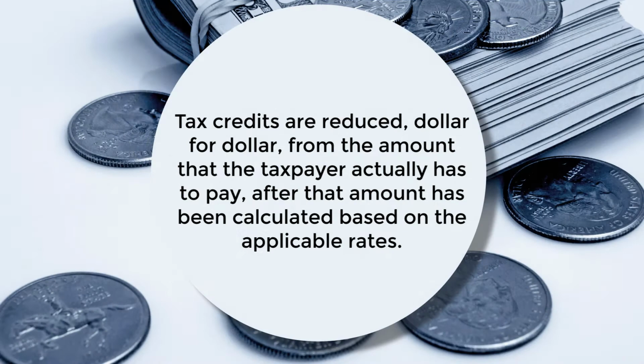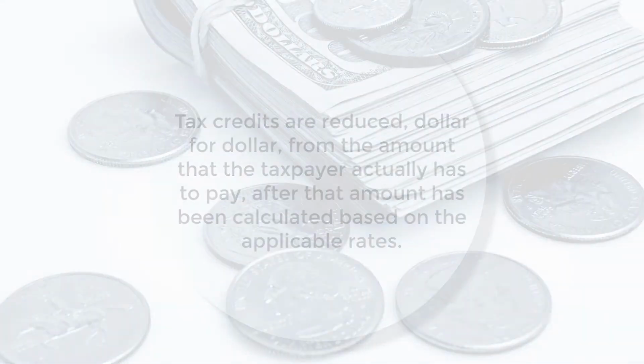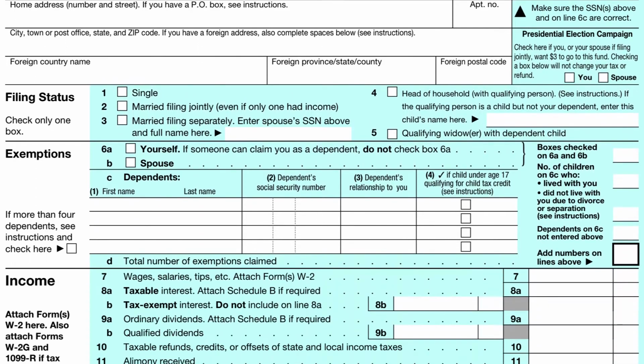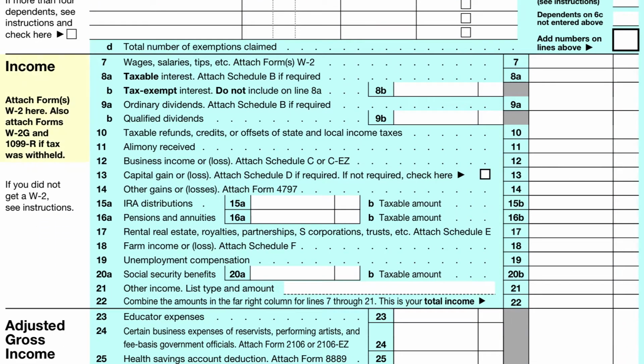Tax credits are the best type of tax benefits for the taxpayer. The amount of the tax credit is reduced dollar for dollar from the amount that the taxpayer actually has to pay, after that amount has been calculated based on the applicable rates. We'll start our look at all of these concepts with income.